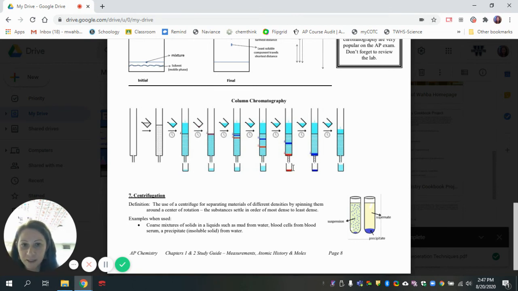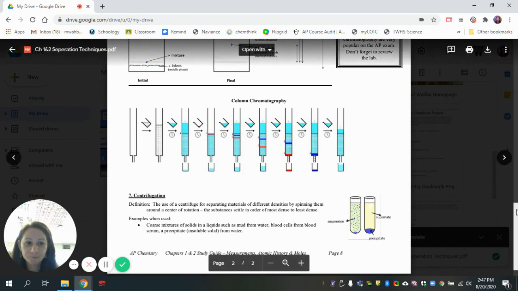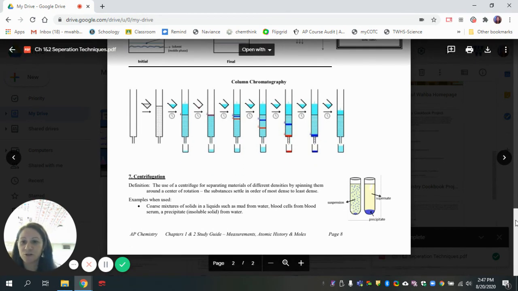You kind of collect it. And then after a little bit, the blue comes out. So that way you can separate the two different dyes. So that's just a brief overview of column chromatography. Last one we're going to talk about is centrifuging.